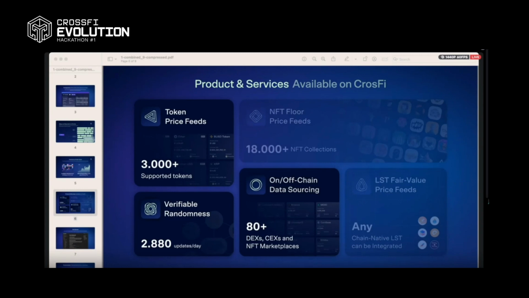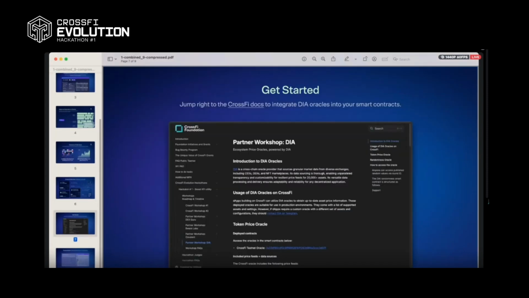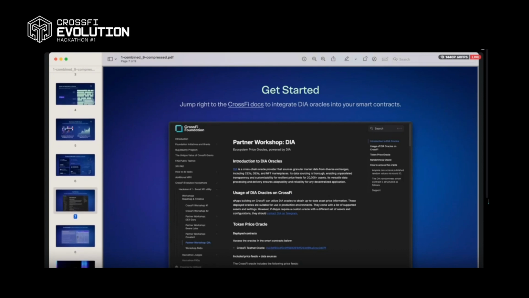I think that real world assets is still early. It hasn't really been brought to scale yet, but it's a huge unlock for all of us in the crypto space. All of this liquidity can be brought on chain. And so I'm excited to see how we can work with the CrossFi ecosystem to support that need.